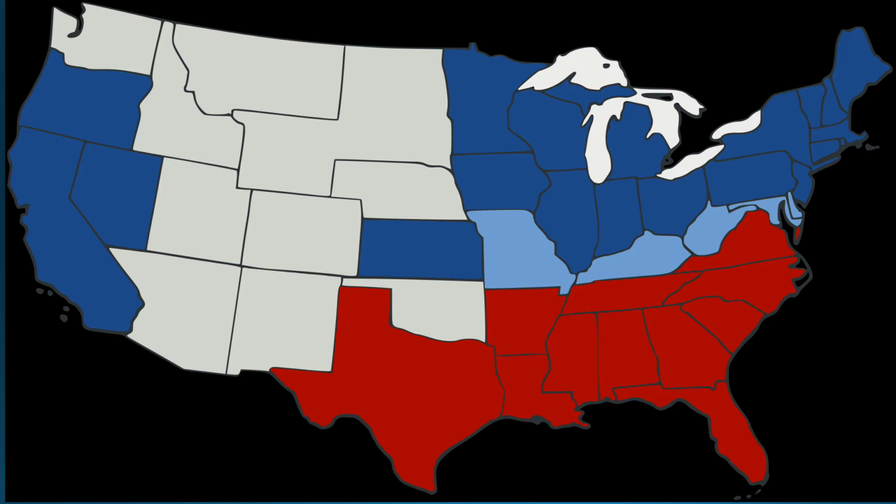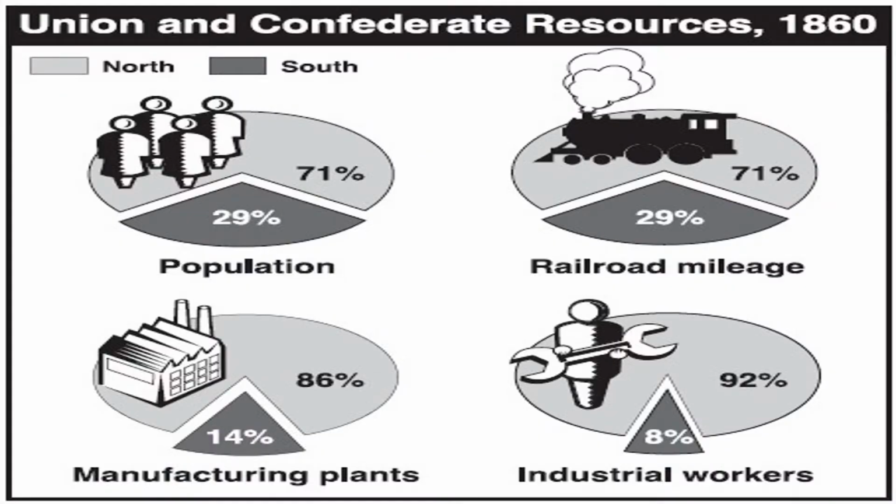And then we see in the red our Confederate States of America, the CSA, and then in the light blue, those four border states whose loyalty we'll be paying attention to and looking at as we continue on. Okay, just some things that you can see here.